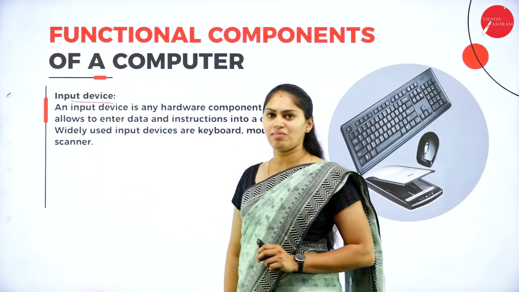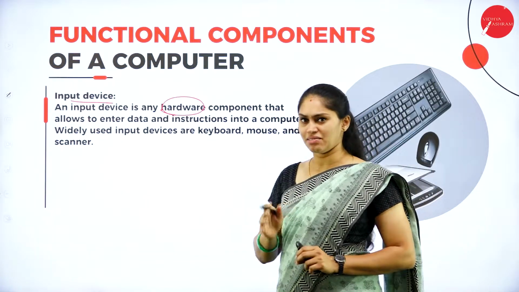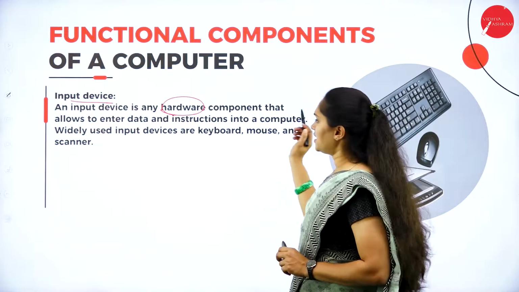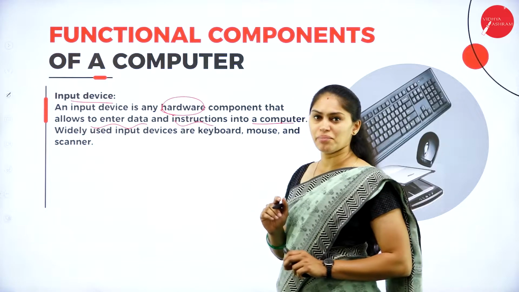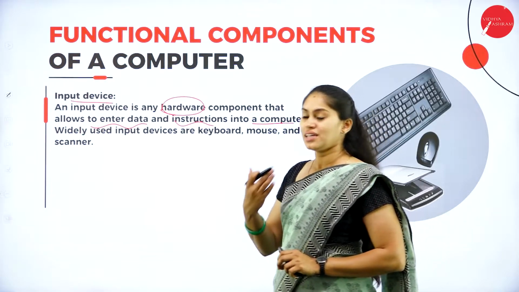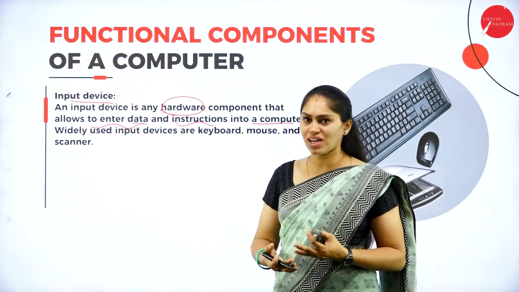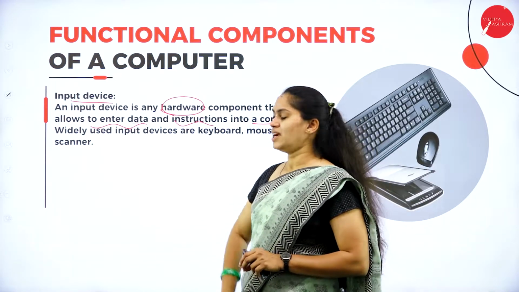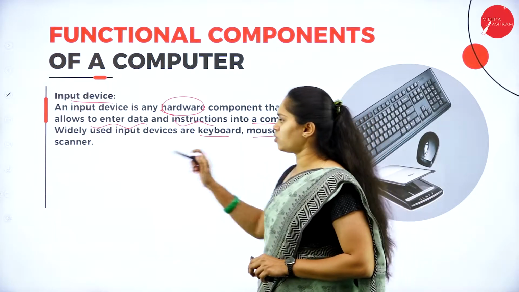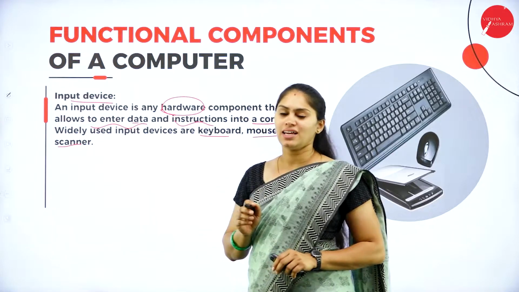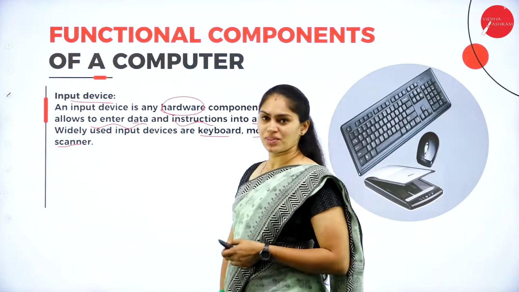First we have an input device. Mainly this input device is hardware. Already you know what is hardware. It's a physical component, fine. Then it allows us to enter the data and instructions into a computer. It allows us to give the instructions or data which is required as an input with the help of this input device. Then what are the examples which come under this? We have a keyboard, mouse, scanner. Okay, all these are examples. Here you can see the images of these input devices.